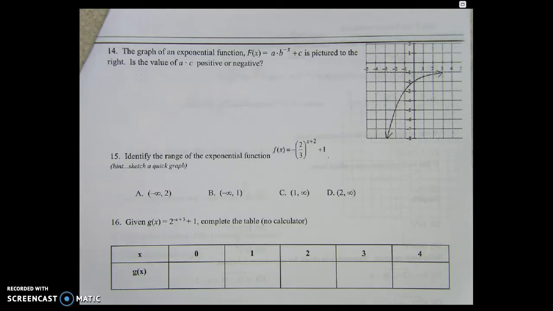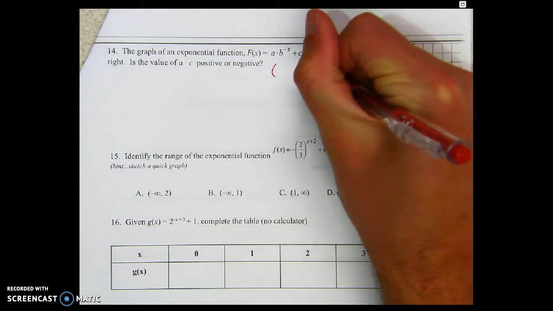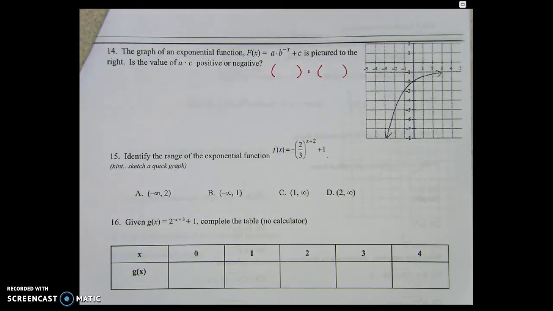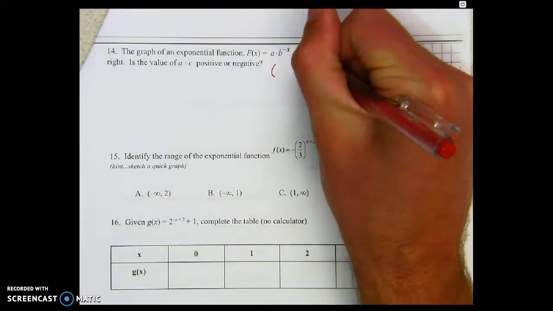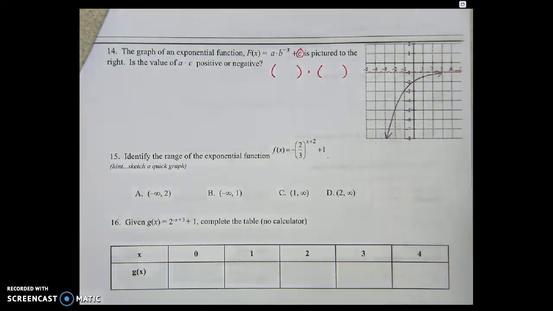So really all we need to know is if it's positive or negative, so we're looking for the sign situation. Is it going to be a positive times a negative, a negative times a negative, or a positive times a positive? That will tell me what the sign is of a times c. We know from the graph that c is the same as the horizontal asymptote, which happens at y equals -1.